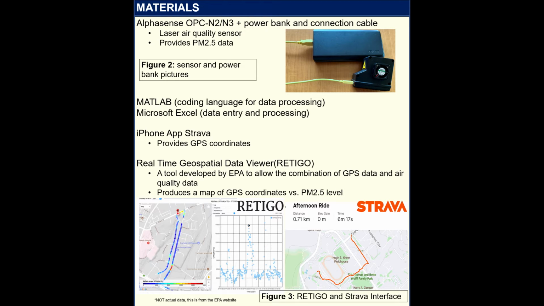To obtain the GPS coordinate data, I use an iPhone app called Strava. The right side of Figure 3 shows the Strava interface. To produce the final graph of PM2.5 versus GPS coordinates, I use a tool called Retigo, or Real-Time Geospatial Data Viewer, developed by the EPA. The left side of Figure 3 shows an example graph in Retigo.